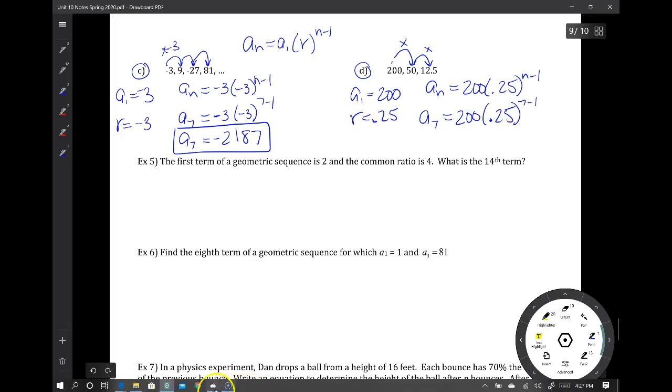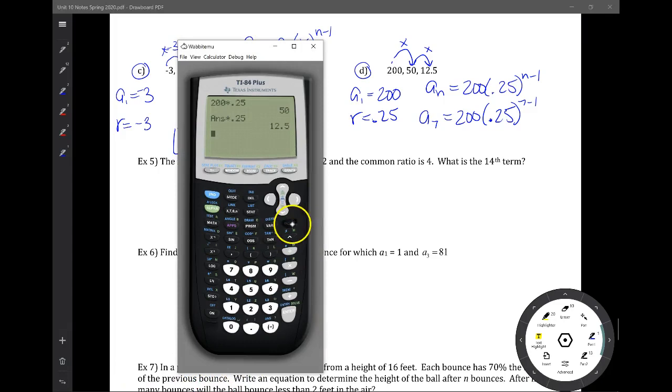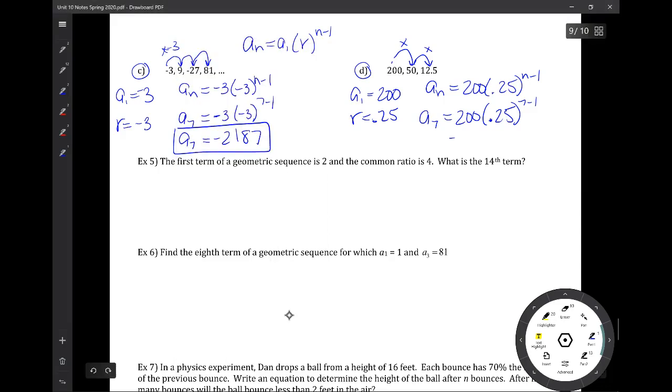Type it in my calculator. So 200 parentheses 0.25, close it, caret to the 7 minus 1, enter. And that's a long decimal. Do not round it. Actually, what I would prefer you to do is hit math frac, and that will give you your answer in the simplest fractional form.